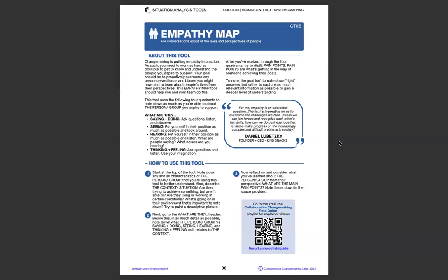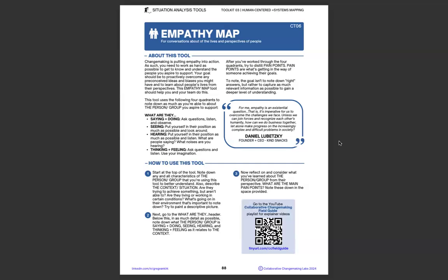So first we have what are they? And then the first quadrant we'll get to is saying and doing. So ask questions, listen, and observe. So we want to know, what are these folks that you're working with saying and doing? So got to ask questions and listen. Seeing, put yourself in their position as much as possible and look around, right? What are people seeing? Want to get their perspective on what they're seeing, not what you're seeing. Hearing, put yourself in their position as much as possible and listen. What are people saying? What noises are you hearing?